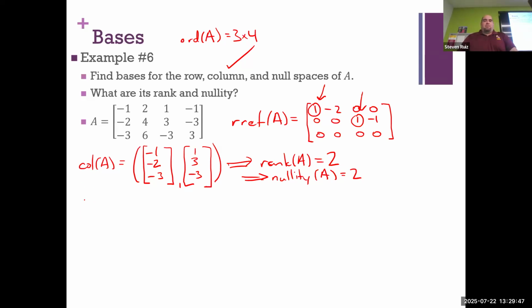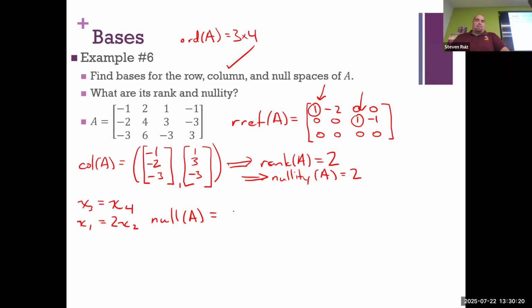Parameterize this. So the bottom row gives us nothing. What's the middle row give us? X3 and X4 are equal. What's the top row give us? X1 equals 2X2. So I think that is as simple as we can say what the null space is.